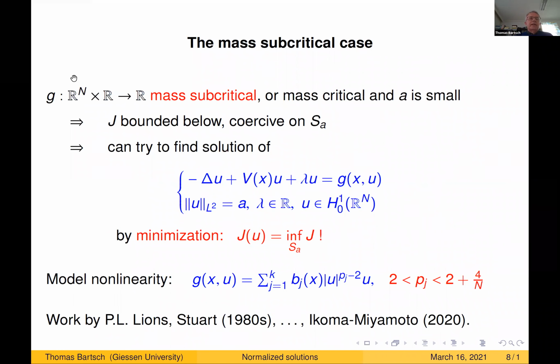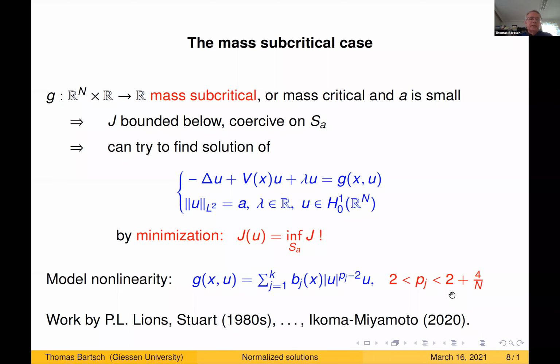Let's look at this case also in a general setting. Now if G is mass subcritical, or if it is mass critical and the L² norm is small, then as I just said, this functional is bounded below and coercive on the sphere, and you can try to find solutions of our problem by minimizing the functional on the sphere. As a model nonlinearity, you can simply take here the sum of powers, but each of the exponents should be mass subcritical.